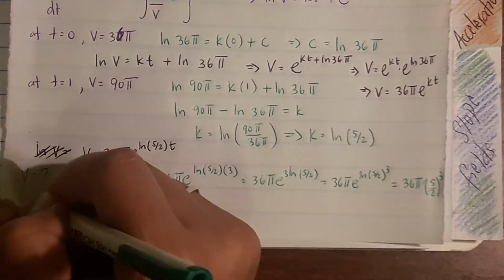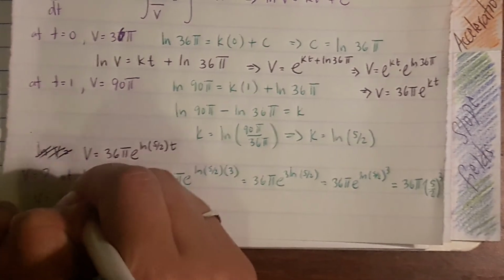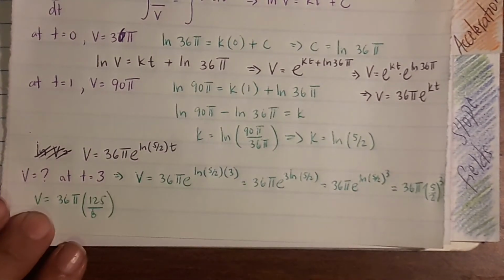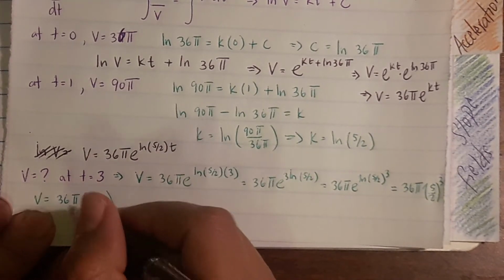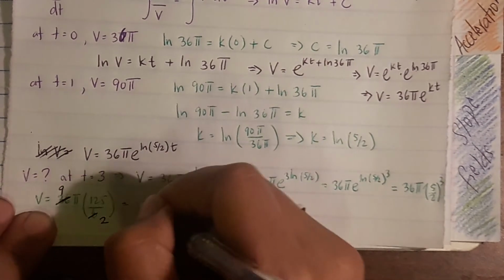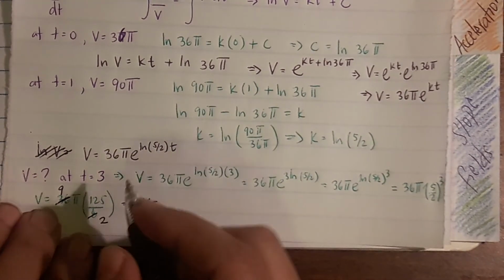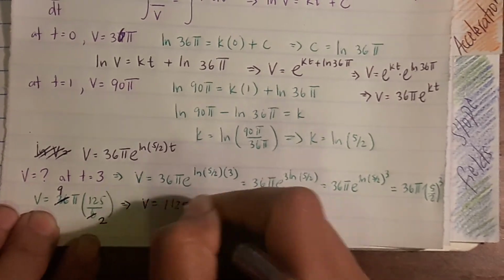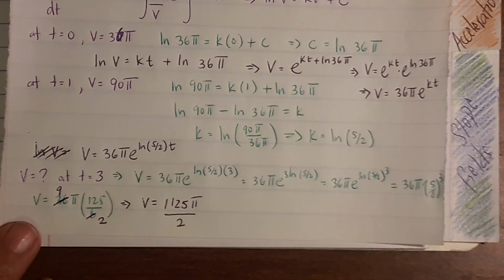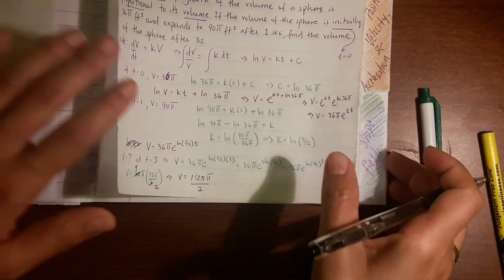So that's going to give me the volume, which is 36 pi times 5 cubed, which is 125, over 2 cubed, which is 8. That simplifies: if I divide by 4, 36 becomes 9, and 8 becomes 2. So I've got 9 times 125, which is 1125 pi over 2. And that's my volume at t equals 3. And that's pretty much it. So that's the hardest that you're going to get with separation of variables. Okay, so let's practice.